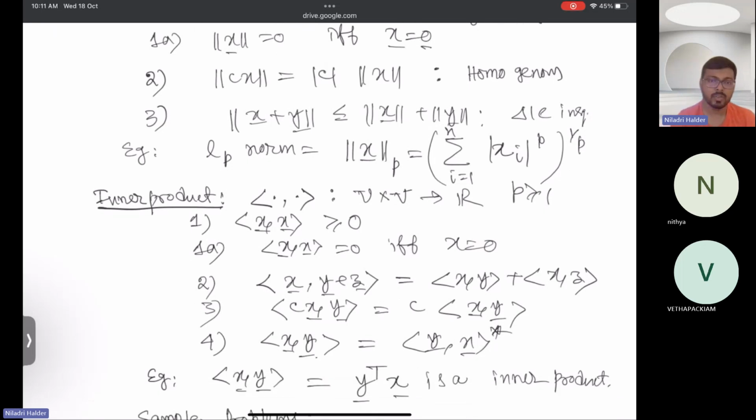But the L0 norm is called a norm also. So it's not a norm, but it's called a norm. L0 norm means just the number of non-zero elements in a vector. So that will be talked about later.